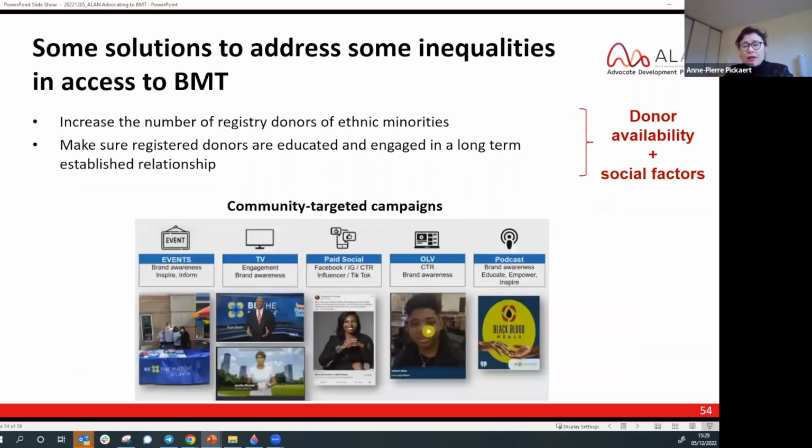So this is also another visual for community targeted campaigns. That's very much in the US, but this is something we would definitely need in France, because we also have large patient communities. We have patient communities that have fewer options because they're from North Africa and from the African continent, but also from Asia.